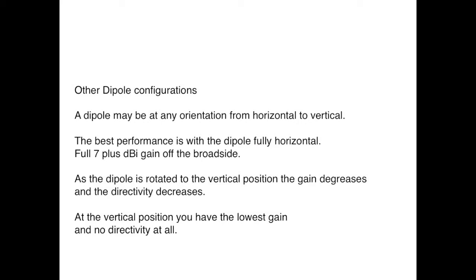Now, there are many other dipole configurations. A dipole can be at any orientation from horizontal to vertical. The best performance is with a dipole fully horizontal. You get a full 7+ dBi gain off the broadside. As the dipole is rotated to the vertical position, the gain will decrease and the directivity decreases as well. At the completely vertical position, you have the lowest gain and no directivity at all.